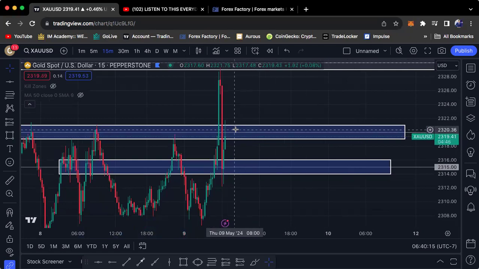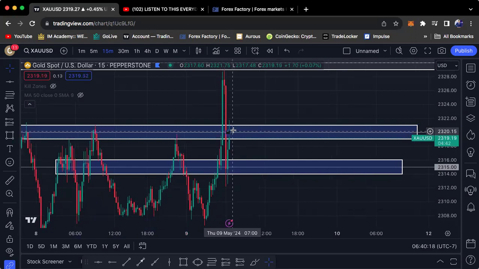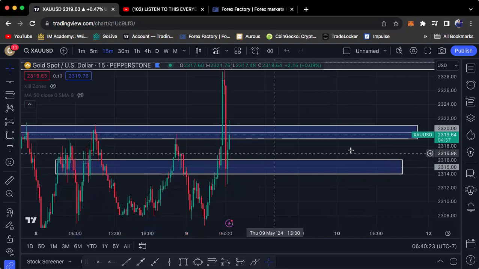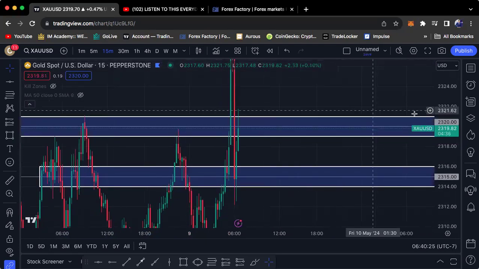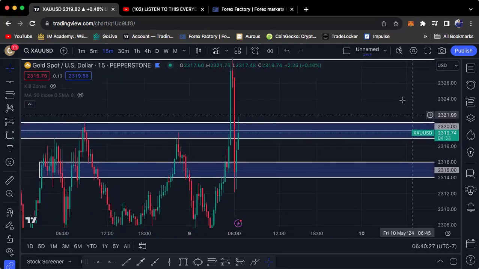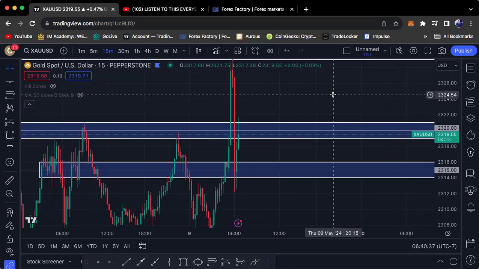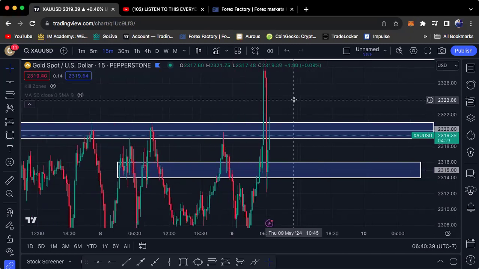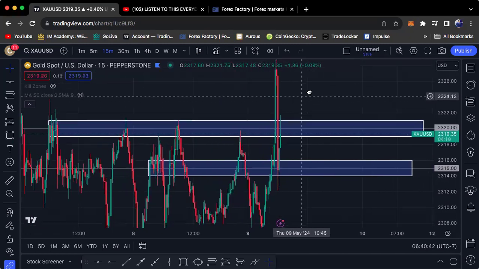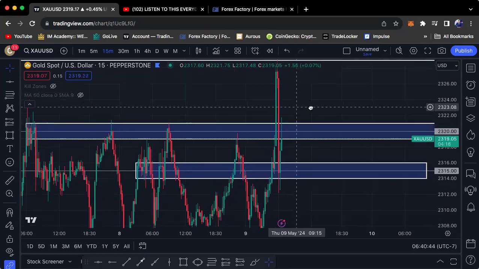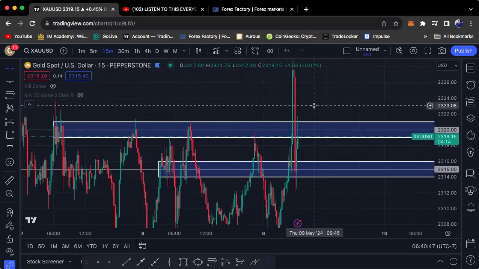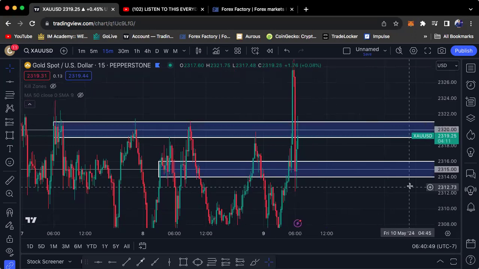You catch this move, catch this out here, zone to zone, that's a total of 50 pips. Because each dollar, $1 is equal to 10 pips with gold. $1 equals 10 pips. So every dollar moves is 10 pips with gold. Now that's a total of 50 pips.